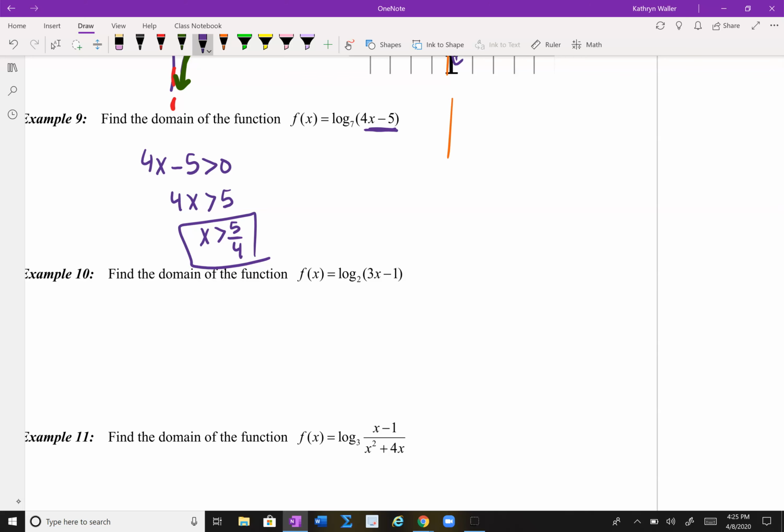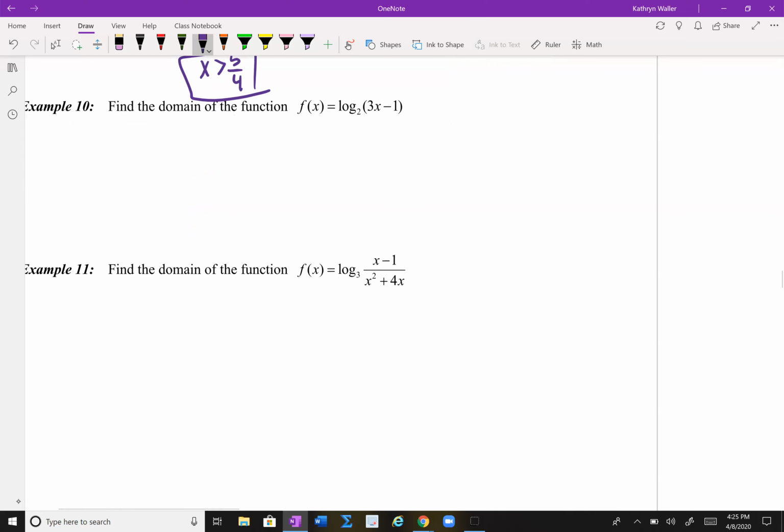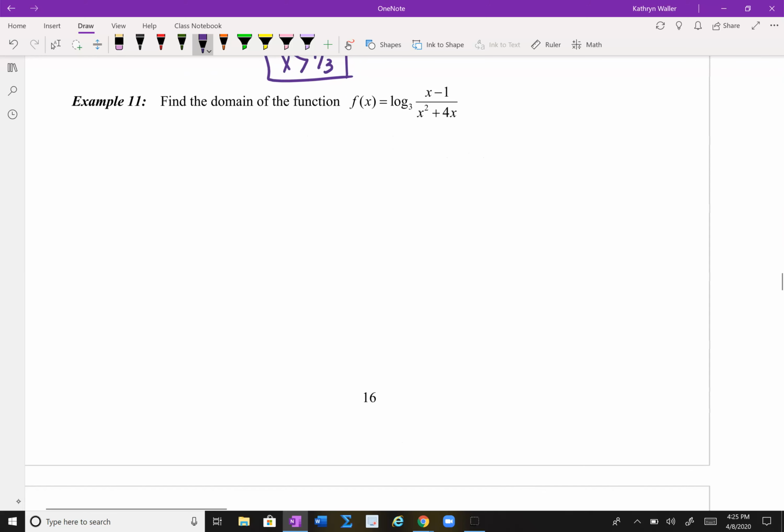Okay, number 10. So what I'm taking the log of, the 3x minus 1, has to be greater than 0. So 3x has to be greater than 1. So x has to be greater than 1/3. Literally, I'm done. Okay, so number 11 might freak you out.